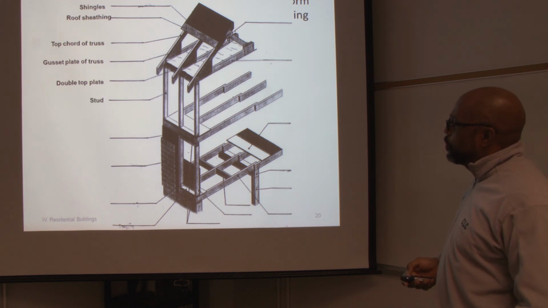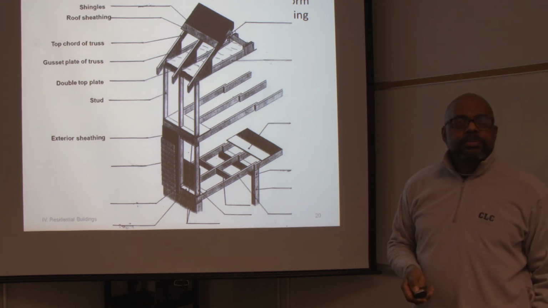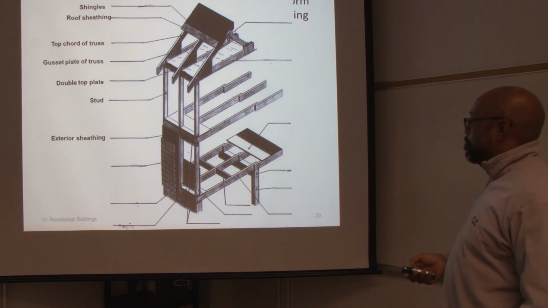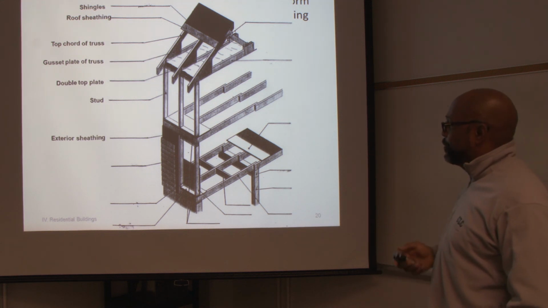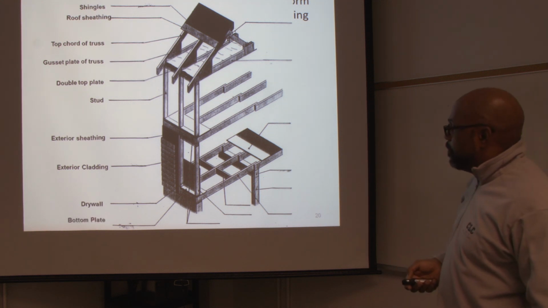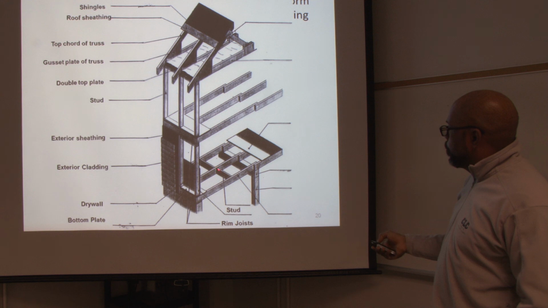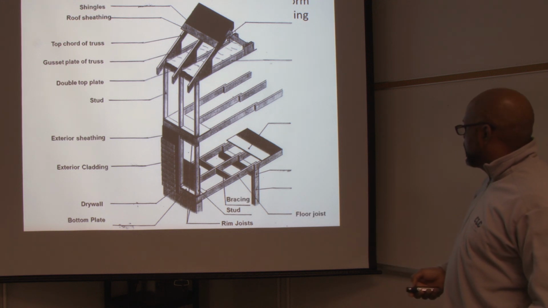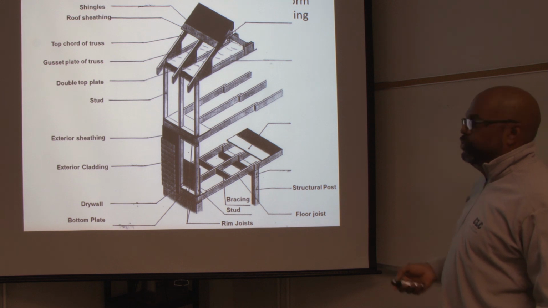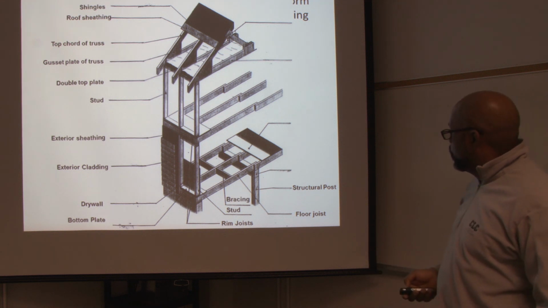The stud is used for walls. Exterior sheeting, it could be anything. It could be vinyl, it could be some type of ply, it could be wood sheeting, but they always use some type of sheeting on the outside walls. Drywall on the inside instead of the lath and plaster. A bottom plate would be like the sill plate. Rim joists. Studs for the floor joists. We've got bracing. We've got floor joists. Some type of structure to help support it could be a metal beam, it could be a wood beam, or a metal post.